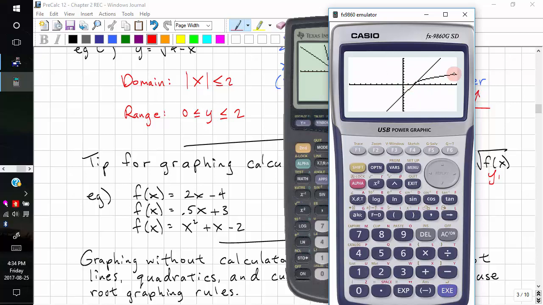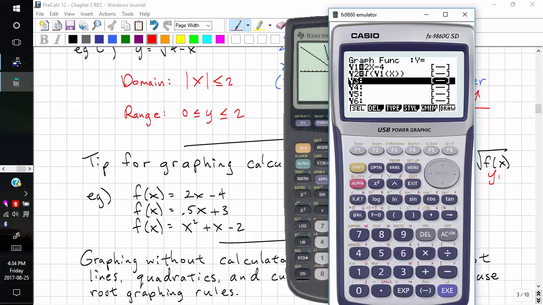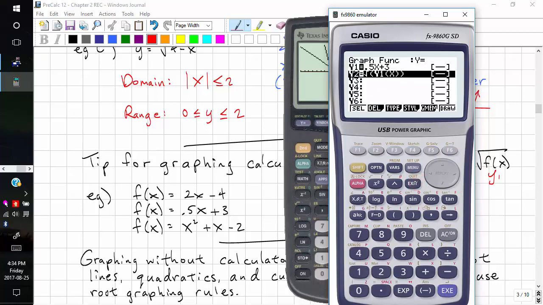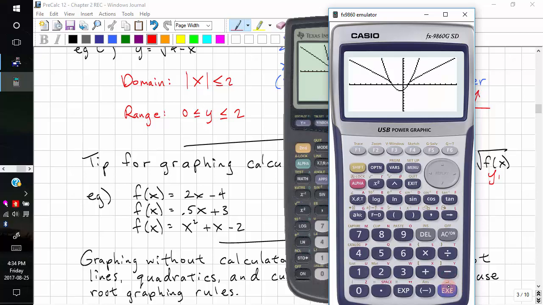And there we have our function. If we want to go back and put in the second one, exit, just have to change the first one, 0.5x plus 3, and draw. And we get the same drawing. And the last one, clear, x squared plus x minus 2, and draw.